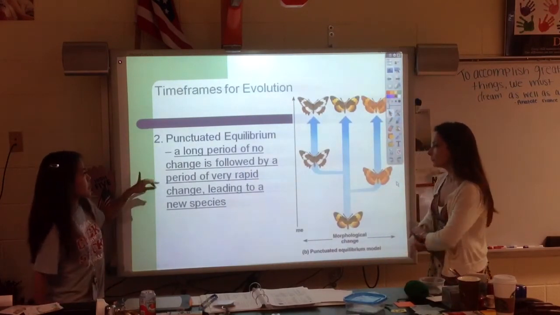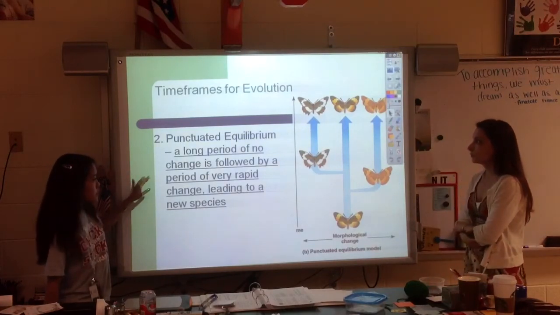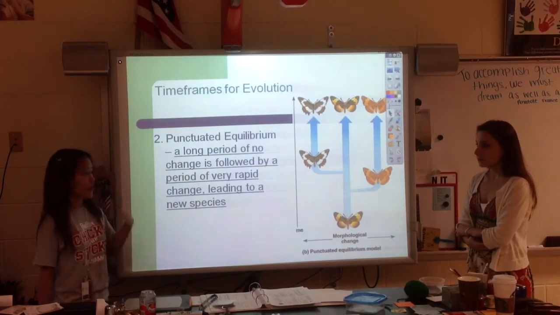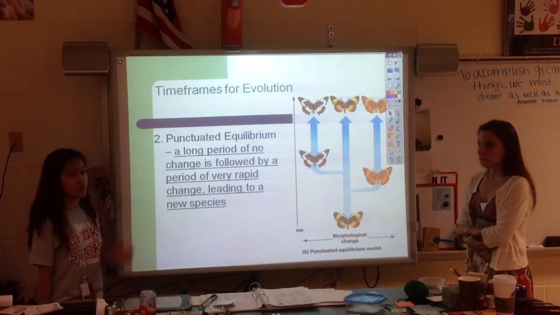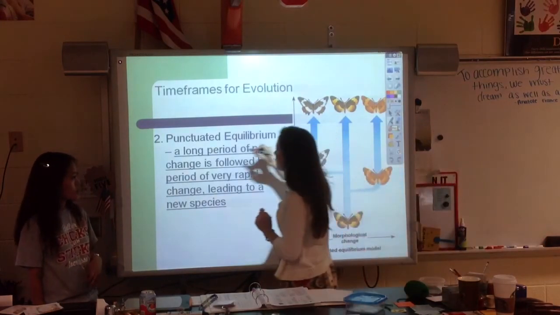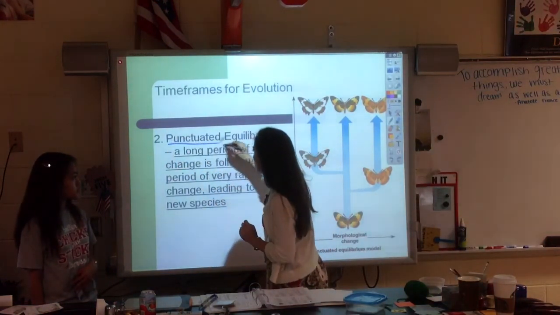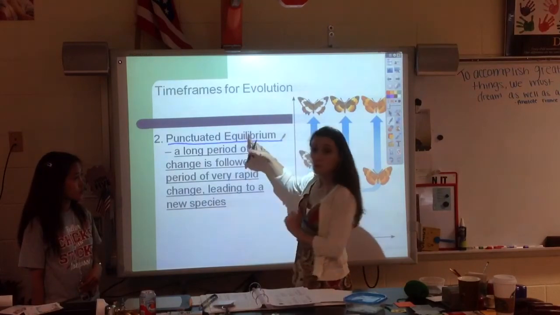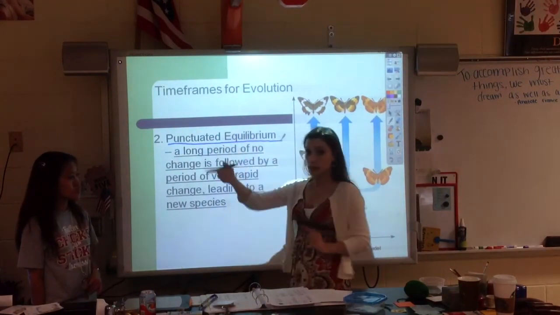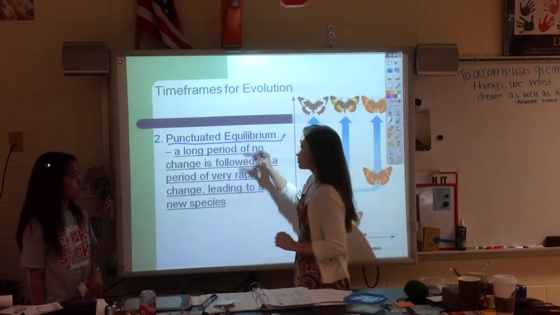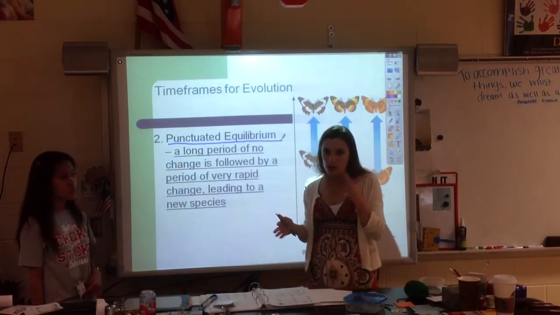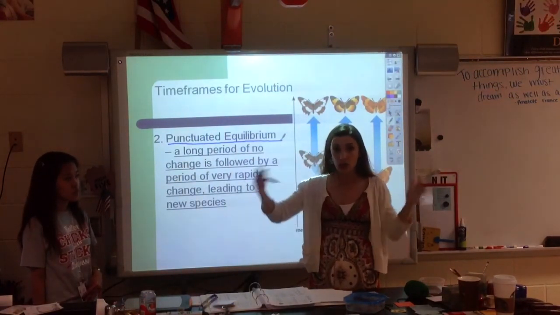And the second time frame is called punctuated equilibrium. So you have a long period of no change that's followed by a period of very rapid change. And that's going to lead to your new species. The thing we want to add is this idea of punctuated equilibrium. Equal meaning a long period of no change. Punctuate means to pause or to restart. And so punctuated equilibrium, if we break that word down, it kind of makes sense. No change and then a quick change.